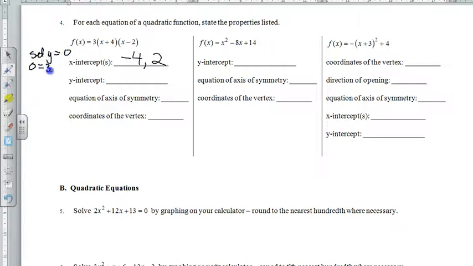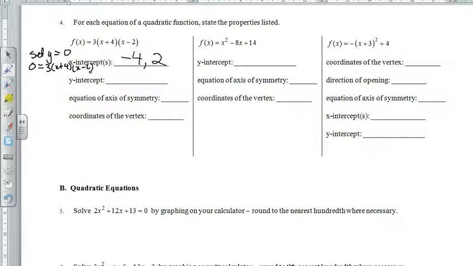So in this case, you get 0 is equal to 3 times x plus 4 times x minus 2. So if x is -4, that whole expression is going to become 0. You get 3 times 0 times whatever, doesn't matter, because it'll be 0. If x is 2, you get 3 times 6 times 0, which is 0. So that's what we want. From factored form, x-intercepts are easy to find. You just set x plus 4 equal to 0 and solve for x. What value of x makes this 0? -4. How about this? +2.